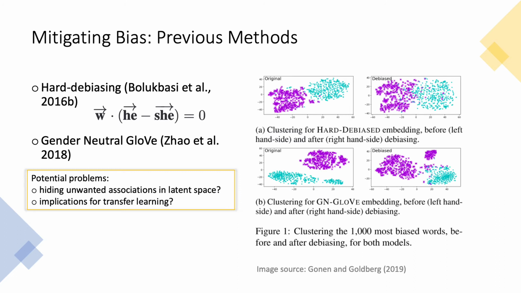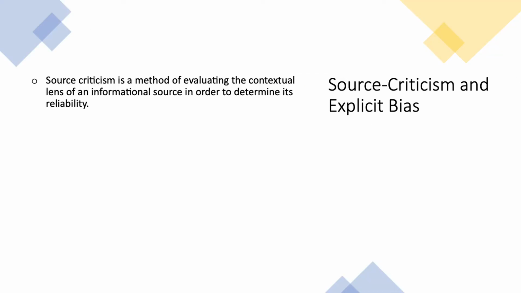And there are a few problems with both of these methods. Gonen and Goldberg have pointed out that although these methods appear to remove gender bias, the unwanted associations of gender and occupation still exist. They've just been moved into latent space. Furthermore, I think there's another problem, which is that there are downstream implications of using a model that has had any notion of bias removed from it. And I think that particularly comes into play if you're applying some debiased word embeddings to a new corpus, and that corpus might have gendered words that haven't been directly addressed by one of these debiasing methods.